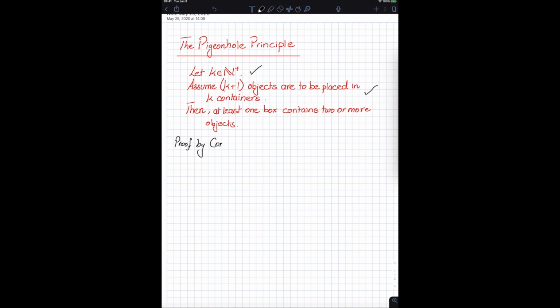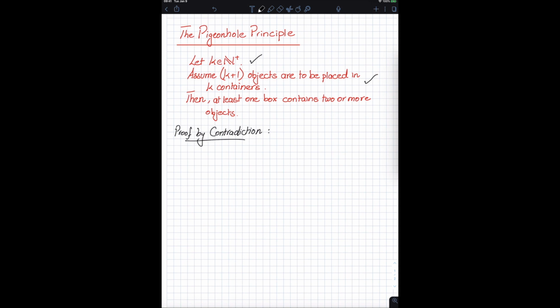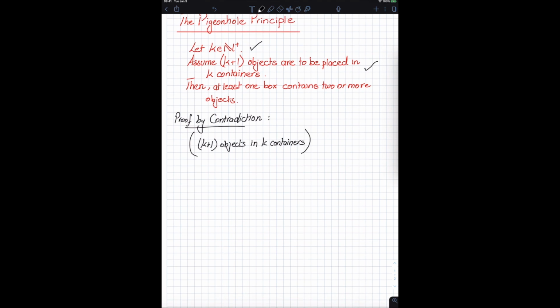First of all, let's restate in a slightly different manner what this theorem states. It says that if you have k plus 1 objects in k containers, where of course k is once again a positive natural number, then there's at least one box, or at least one container, with two or more objects.